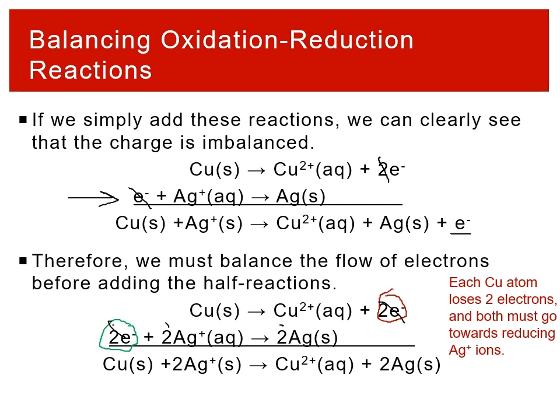So what this is really showing is that the 2 electrons leave the copper and both go towards reducing different silver atoms. We can check that our overall charge is balanced. The 2 times +1 from both silver cations matches the +2 from the single copper cation.